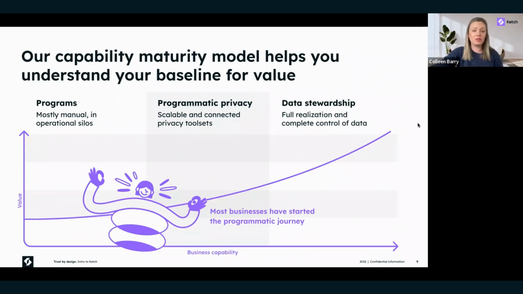Many folks today, we find, are between these first 2 stages, where they're still a little bit in programs, what we would call many manual processes, still a little bit of operational silos, not completely treating privacy as a team sport across the organization yet. But this is a key fundamental stage, right? It's essential to checking the box on compliance, making sure your regulatory compliance standards, policies, and assessments are up to date. And then moving from there, once we've set that foundation in programs, into more automated, scalable, and connected privacy tool sets.